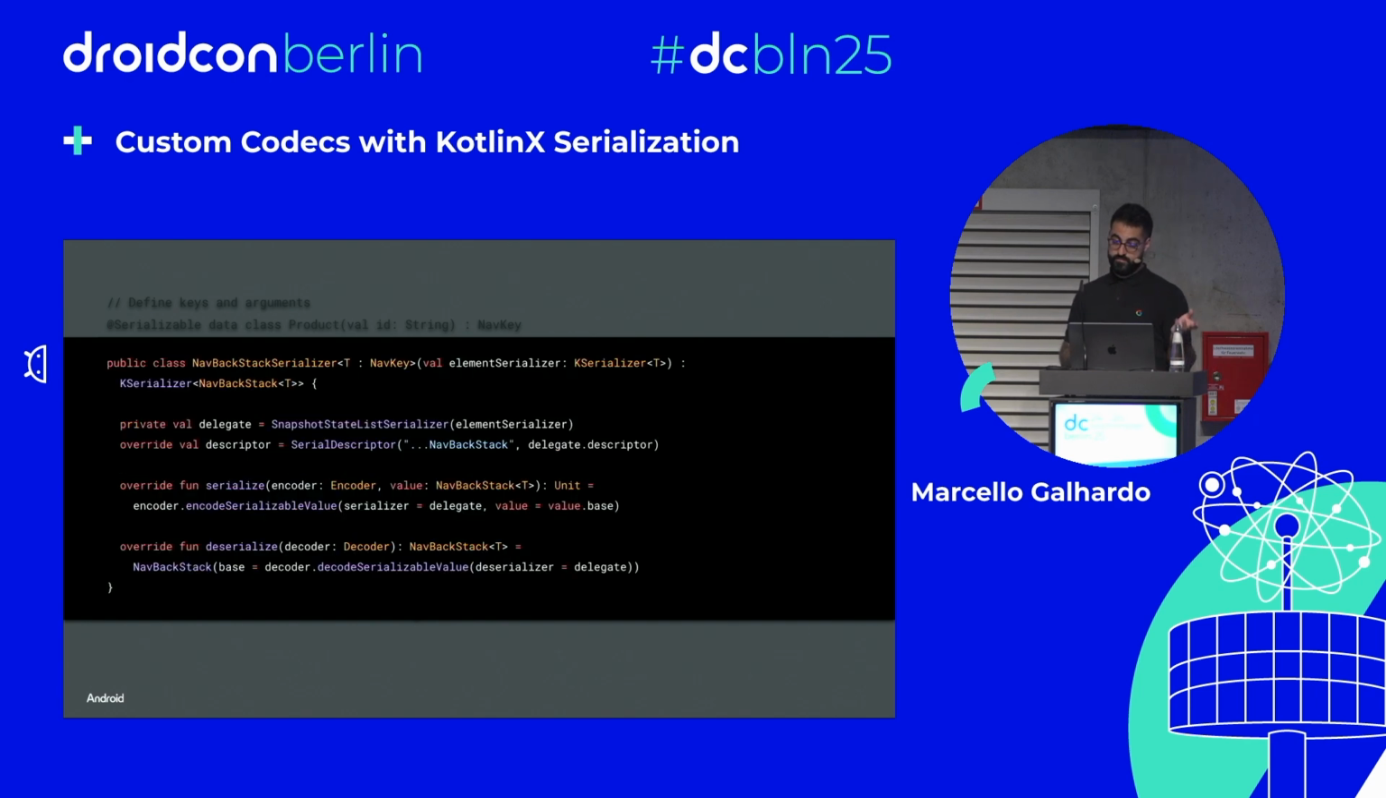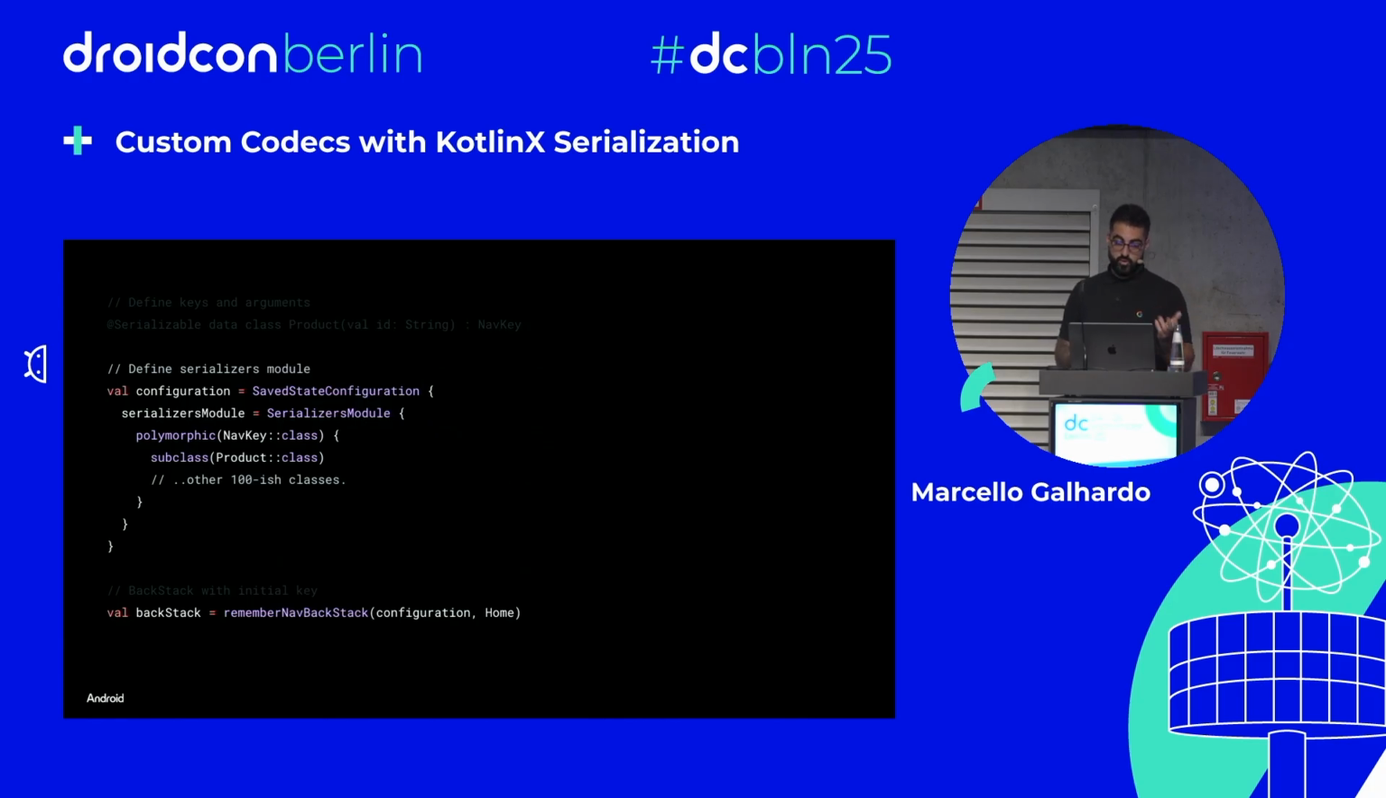And this is the NavBackStack serializer, the default one. It's also public. You pass in an element serializer for T, use that to build the snapshot state list serializer, which is provided by the SavedState Compose artifact. And that serializer is our delegate. It's basically a snapshot state list, the NavBackStack. For serialize, we just use the delegate. We decode the list again with the delegate and wrap it in a NavBackStack.